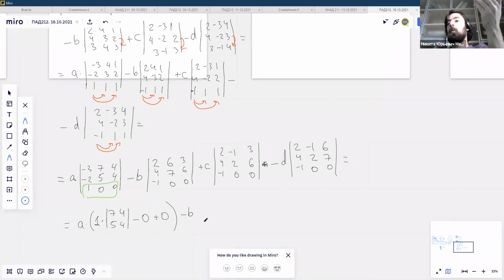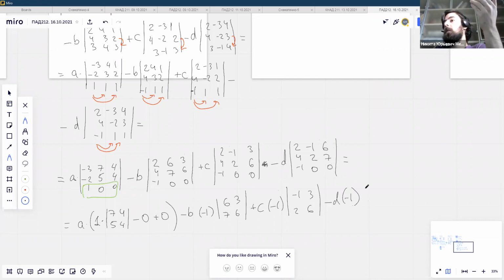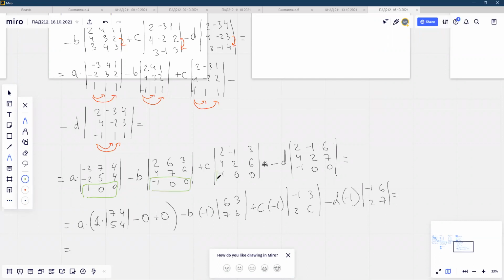Similarly, for the second one, I may write that it equals -1 times this determinant. The third one is -1 times this determinant. And the fourth one is -1 times this determinant. Are there any questions about the move I did between those rows?